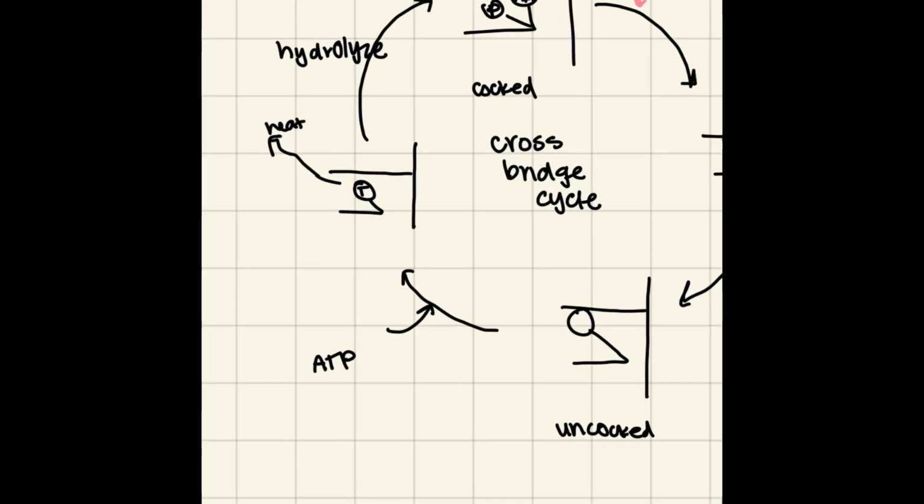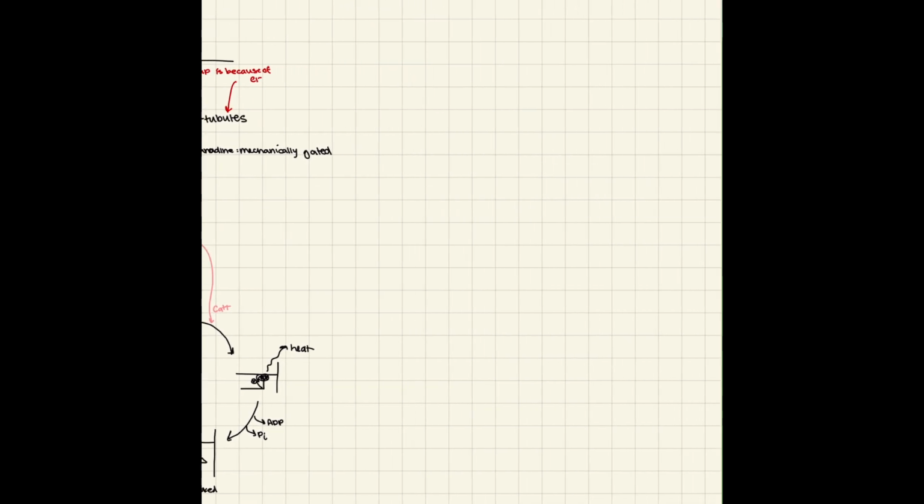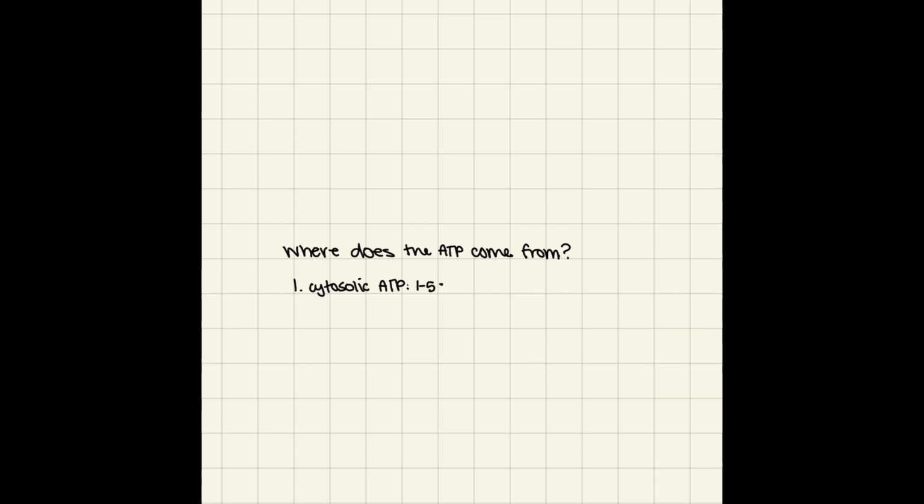Okay, so we obviously have to use ATP to contract a muscle. So where does the ATP come from? And it actually comes from several places depending on how long you're contracting the muscle for. So the first place that your body goes to for ATP is the cytosol. So we have cytosolic ATP. And that's just ATP that's being stored in the cytosol of the cell. This can last for about 1 to 5 seconds.